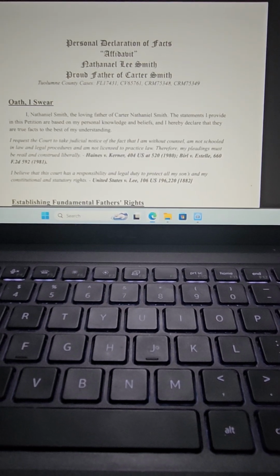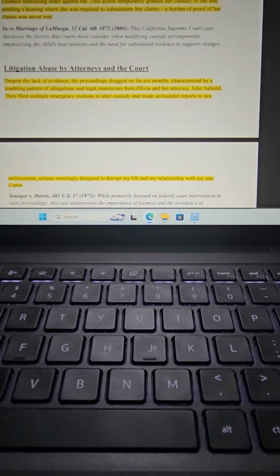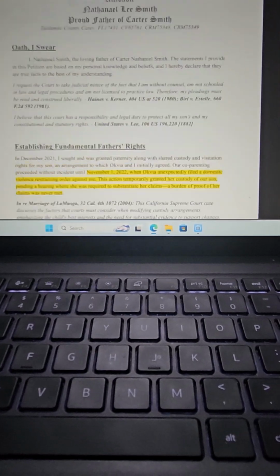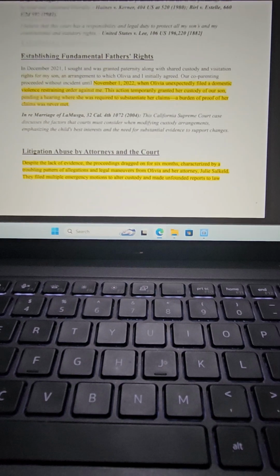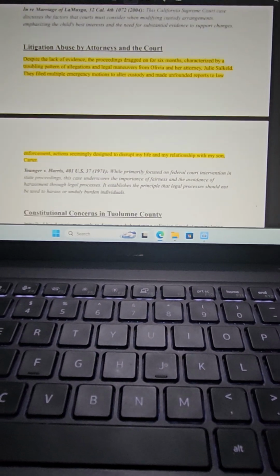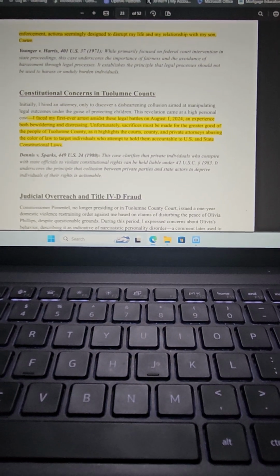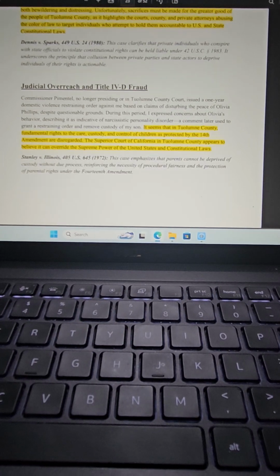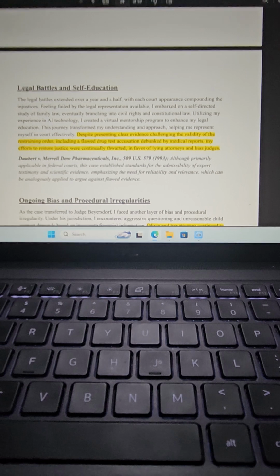I also put in a declaration of facts or affidavit. This is basically a rundown of everything I've dealt with. Here's some of the categories involved. I have oath I swear, establishing fundamental father's rights, litigation abuse by attorneys in the court, constitutional concerns in Tuolumne County, and judicial overreach and Title IV fraud, legal battles and self-education. Here's a section in here I'm going to go ahead and read.